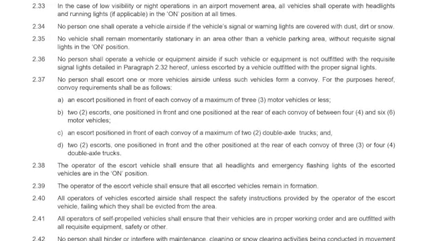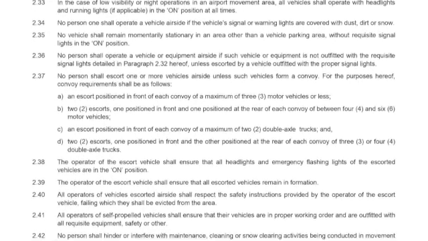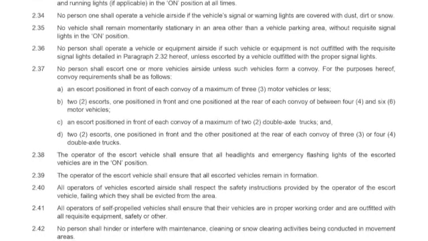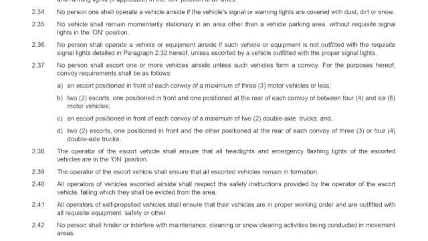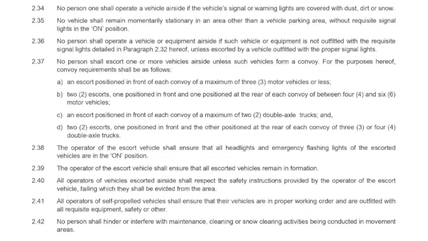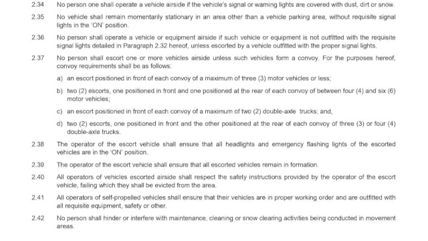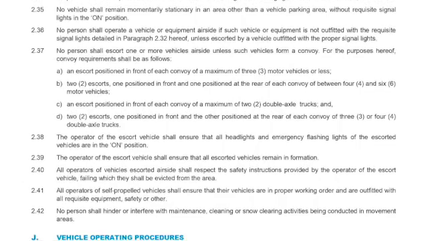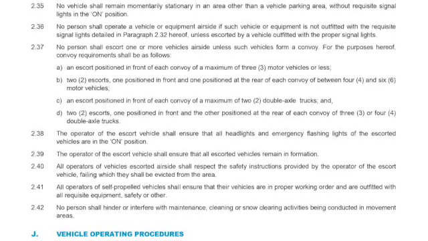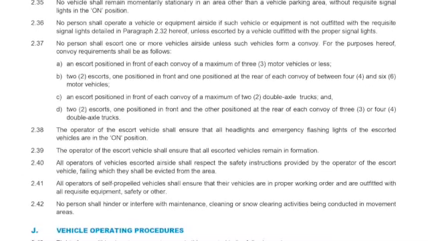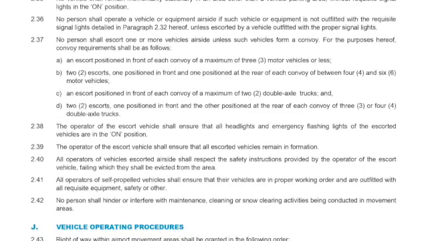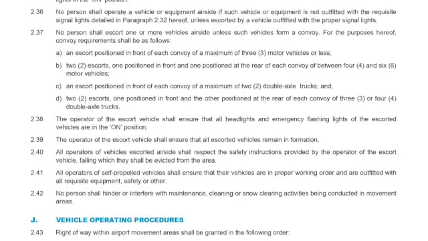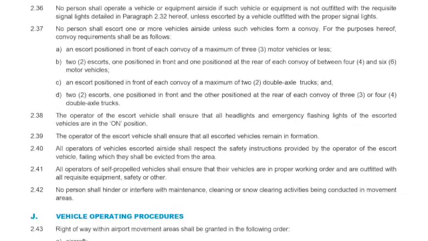An escort positioned in front of each convoy of a maximum of 3 motor vehicles or less. b. 2 escorts, one positioned in front and one positioned at the rear of each convoy of between 4 and 6 motor vehicles. c. An escort positioned in front of each convoy of a maximum of 2 double-axle trucks. And d. 2 escorts, one positioned in front and the other positioned at the rear of each convoy of 3 or 4 double-axle trucks.